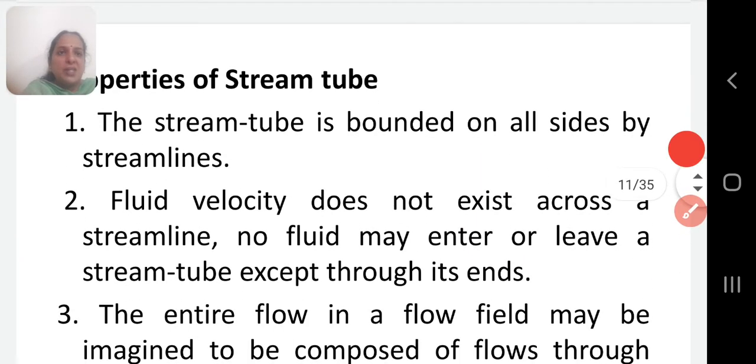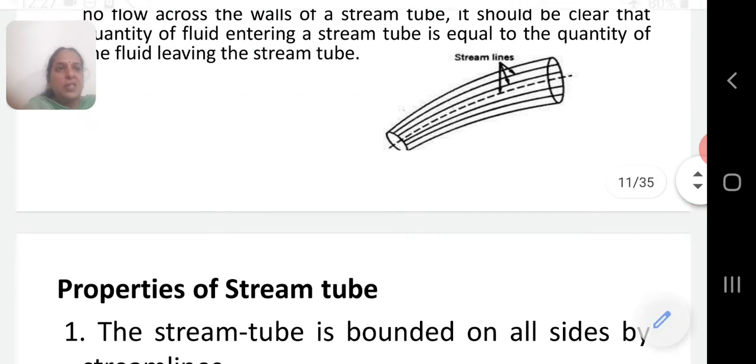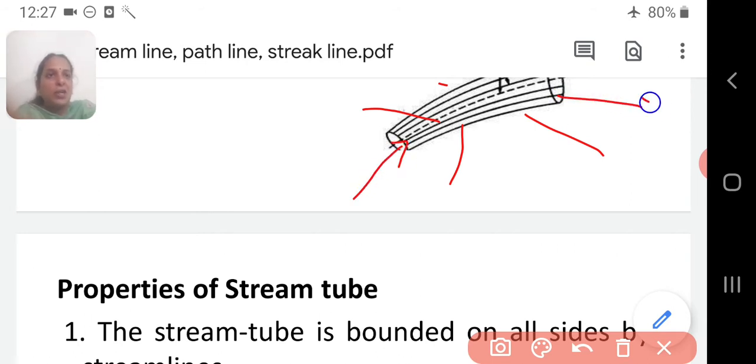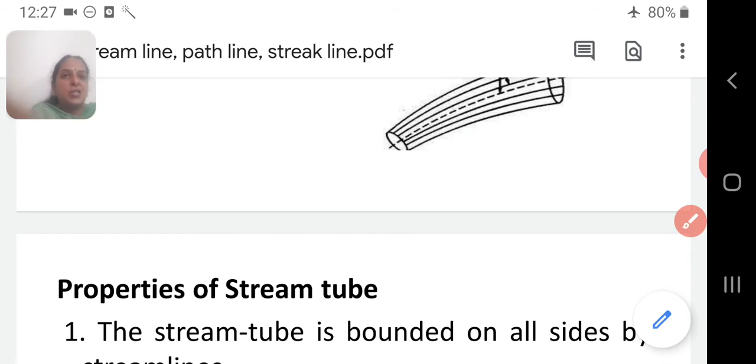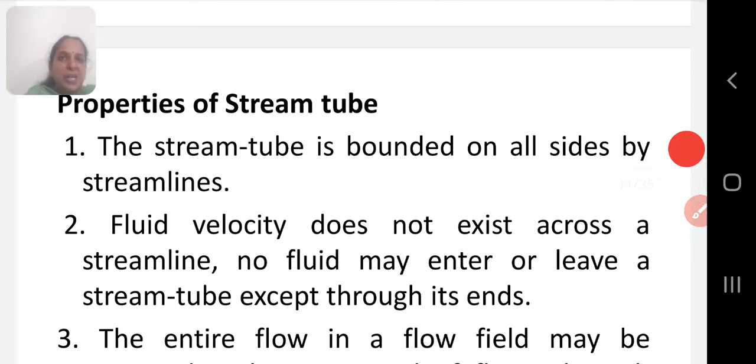So fluid velocity does not exist across the streamline. No fluid may enter or leave a stream tube except through its end. And we know one more assumption we make: no fluid can exit on any other side. It cannot enter or leave on any other side. It could enter only through the tube entry, and it could exit only through the outside exit. At some other point, the fluid there has no chance of entry or escaping out.